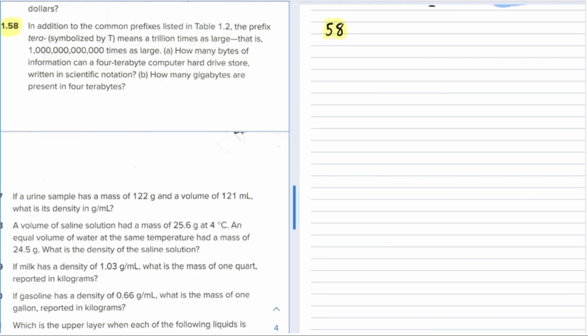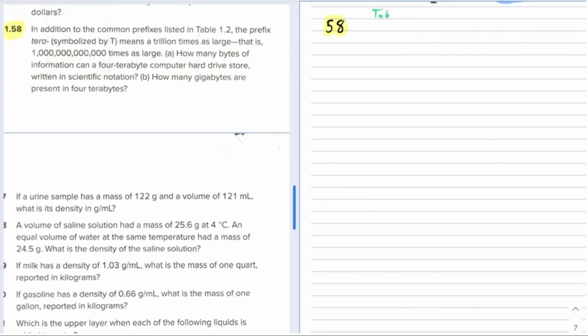So here, table 1.2 gives you giga, capital G, and that means you have a billion of them, or 10 to the ninth, 1 followed by 9 zeros. Tera, capital T, means a trillion, and that's 1 followed by 12 zeros.